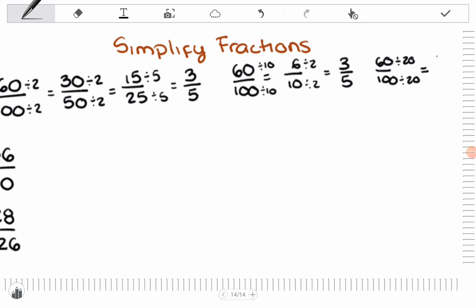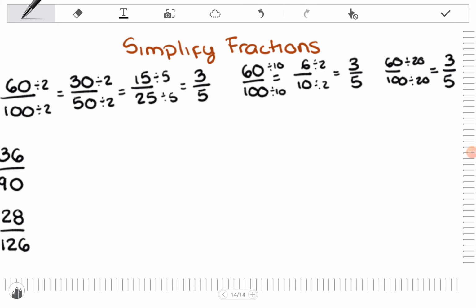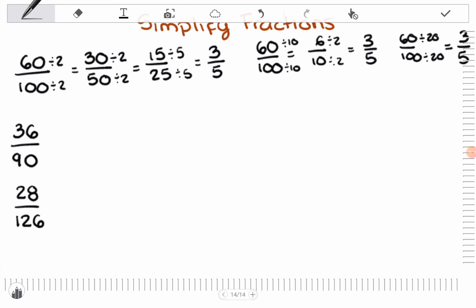60 divided by 20 is 3. 100 divided by 20 is 5. As you see, any of the methods here is going to give the same answer, 3 over 5, 3 over 5, 3 over 5. They're all going to work. But if you find a bigger number, it's better for you to use it because you're going to require less process, okay? Let's see the next example.